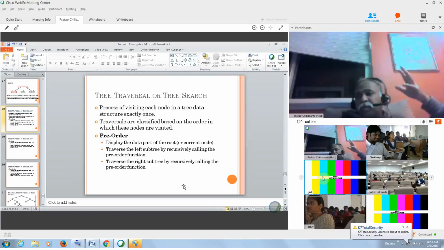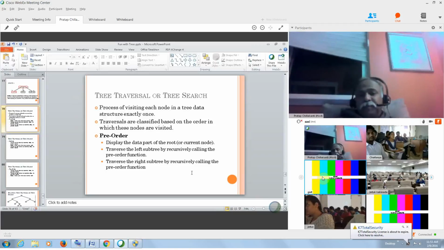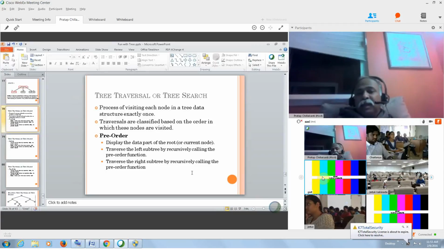So what does pre-order mean? Again, by definition, right? When you have a tree, you have the root and then you have the left side.